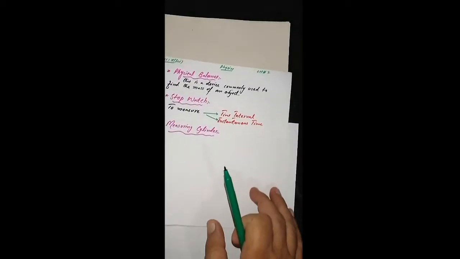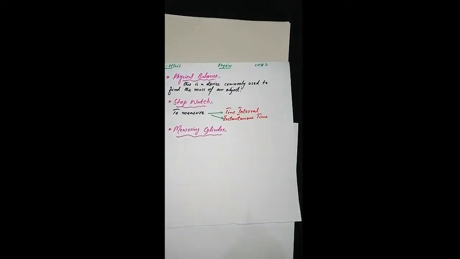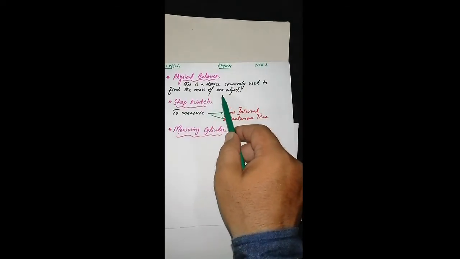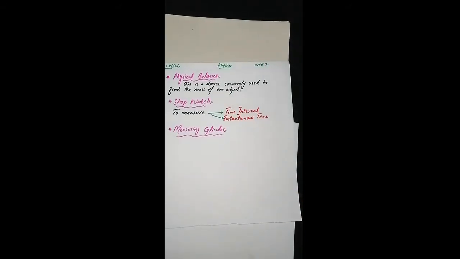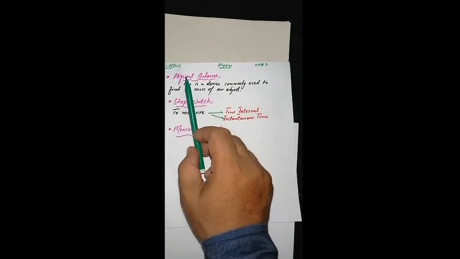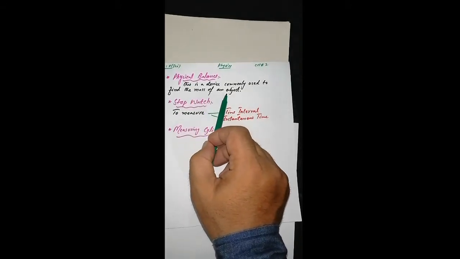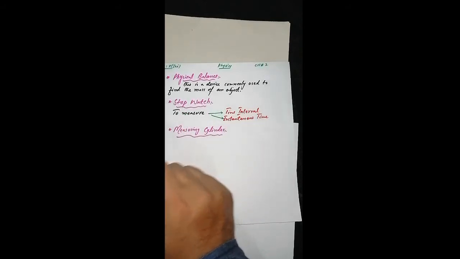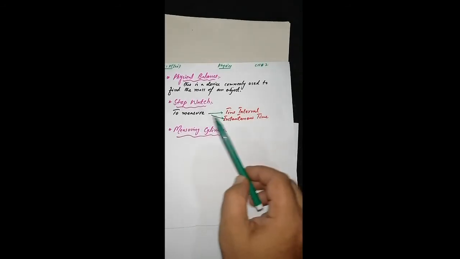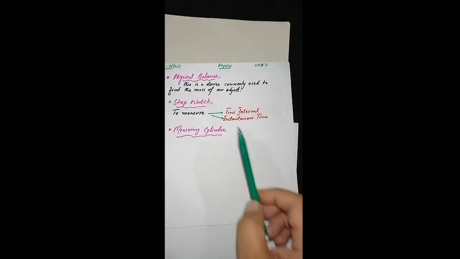Now, our next measuring instrument is the physical balance. This is a device commonly used to find the mass of an object. So, this is a measuring instrument. We can measure the mass of an object. Our next instrument is the stopwatch. A stopwatch is used to measure time interval or instantaneous time. To find the instantaneous time, we use a wristwatch or a clock, and to keep its record, we use a special watch known as a stopwatch.